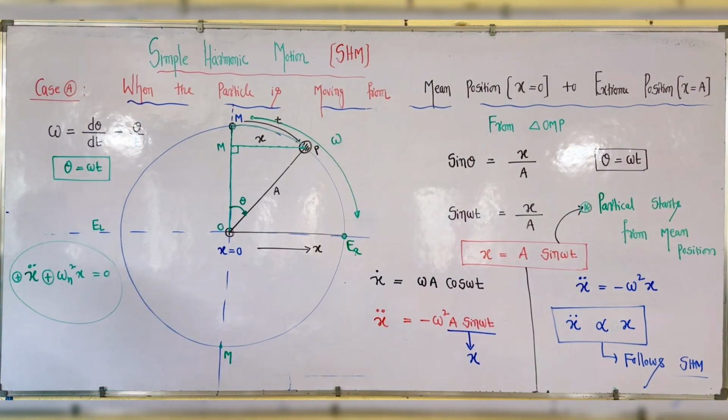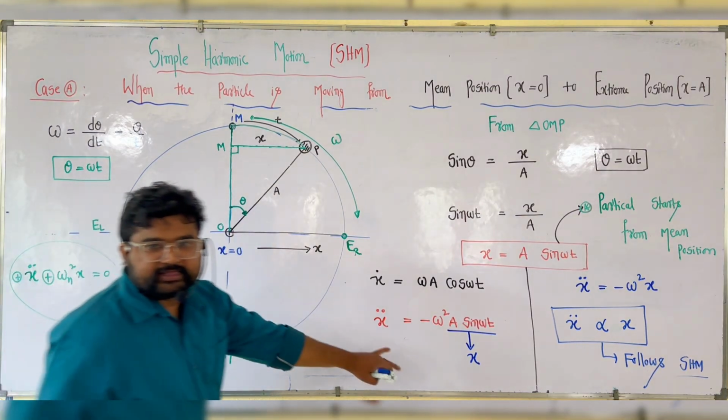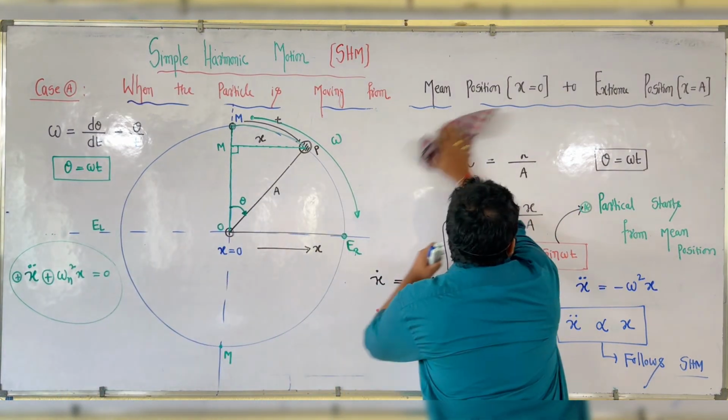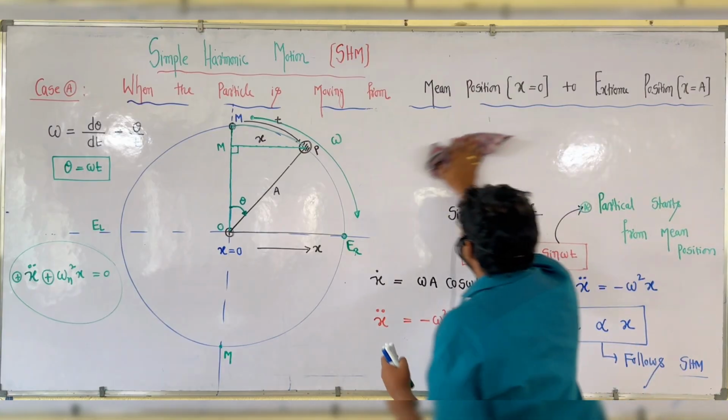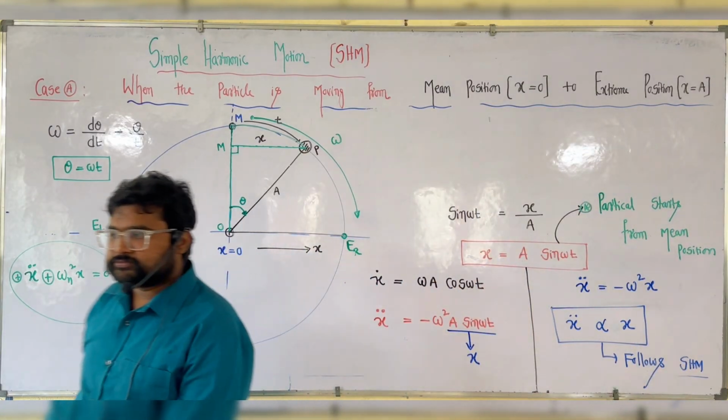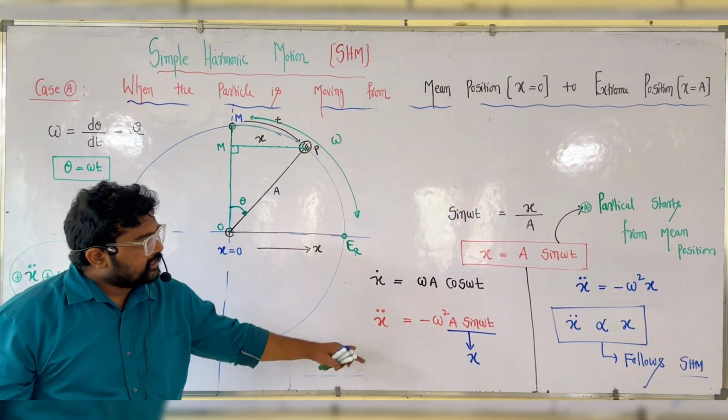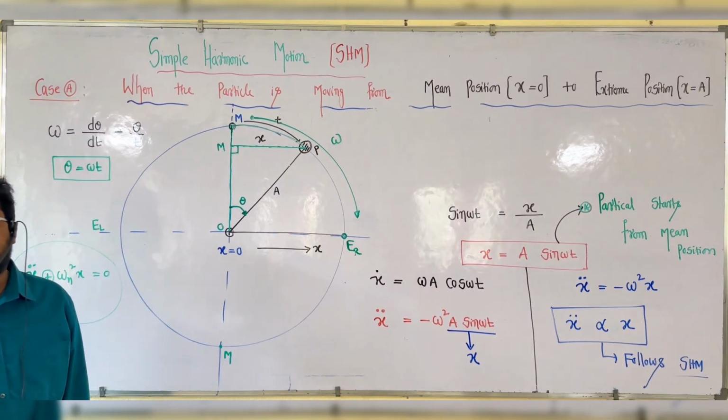When the particle is moving from the mean position to the extreme position, what is the displacement of the particle? X equals A sin omega t. This part is done. Completed. X equals A sin omega t.